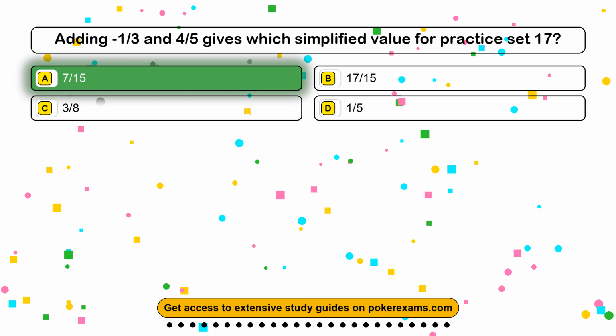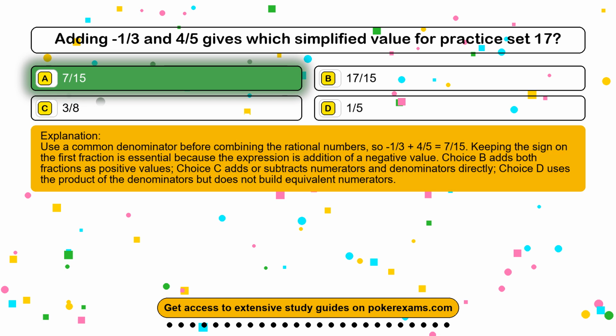The correct answer is option A, 7/15. Use a common denominator before combining the rational numbers, so -1/3 plus 4/5 equals 7/15. Keeping the sign on the first fraction is essential because the expression is addition of a negative value. Choice B adds both fractions as positive values, choice C adds or subtracts numerators and denominators directly, choice D uses the product of the denominators but does not build equivalent numerators.